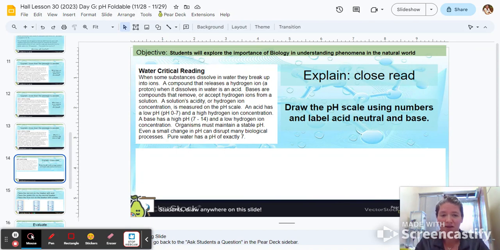So we should have a number line, 1 to 14, because our numbers are from 0 to 14. That's where our numbers are. We should also have a notch there for 7, because 7 is one of the other numbers that we're seeing here. And we want to label what part is an acid, what part is a base, and where is the neutral. Okay, so using the second half of this paragraph.